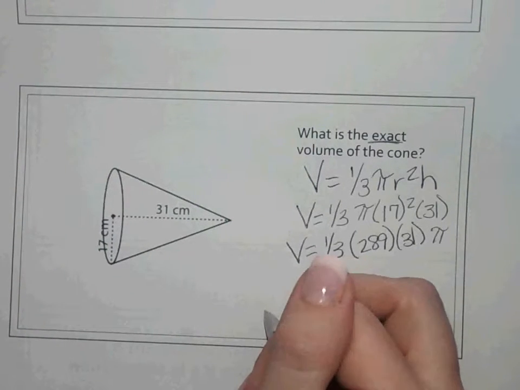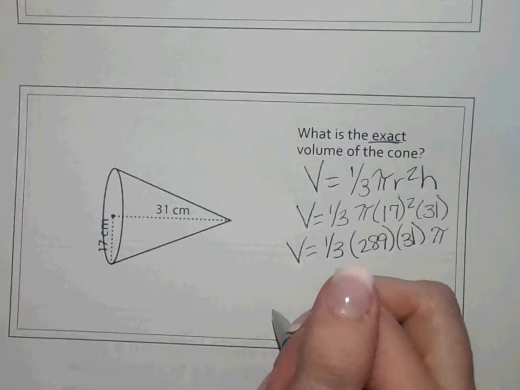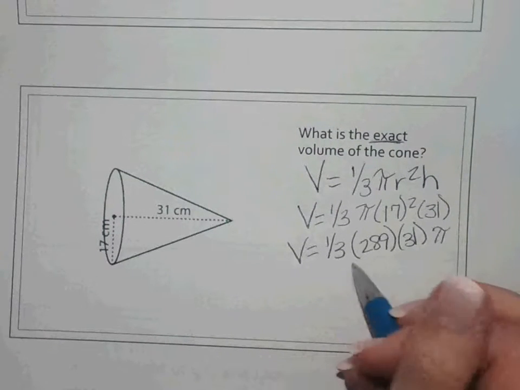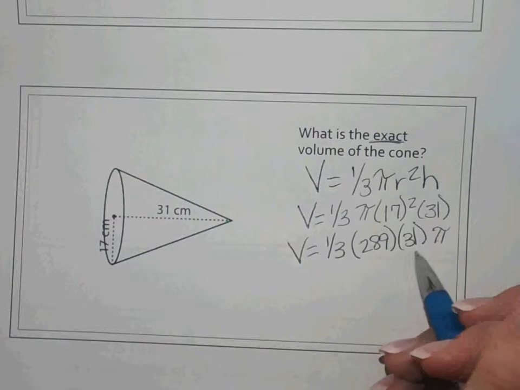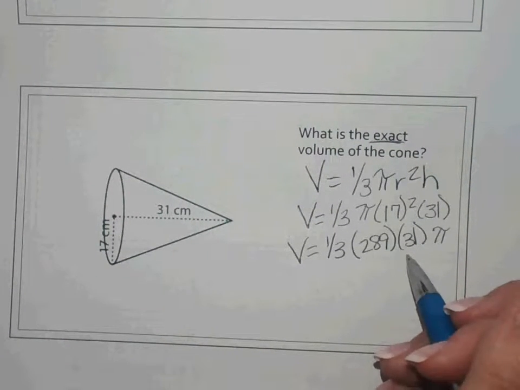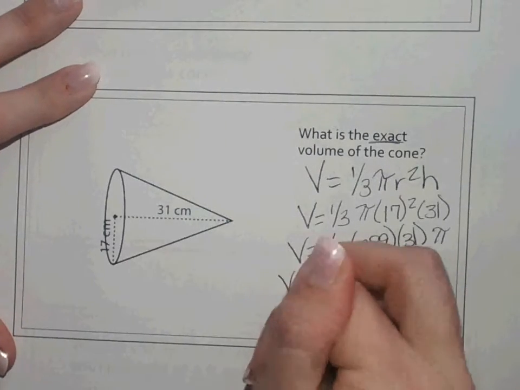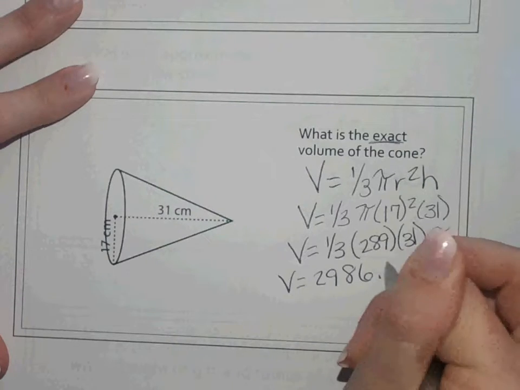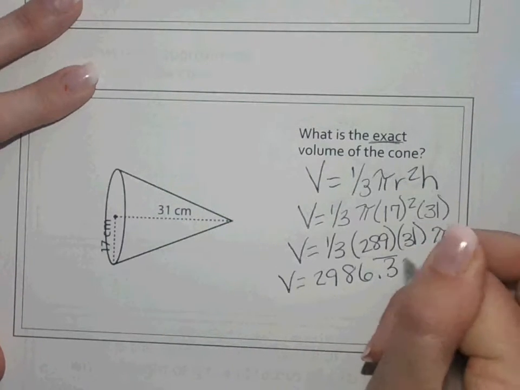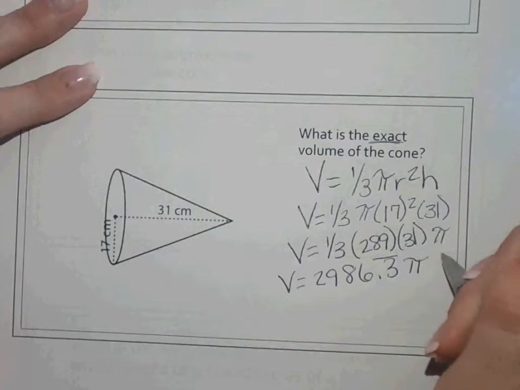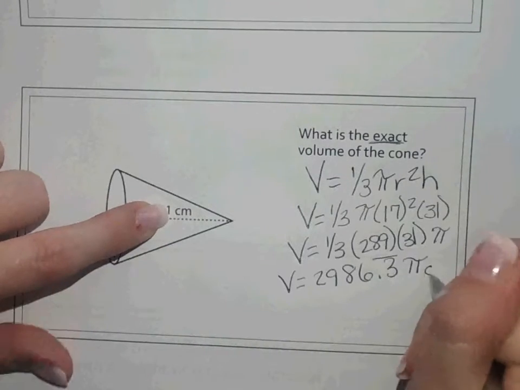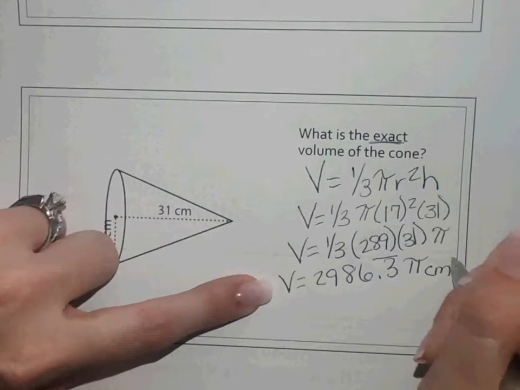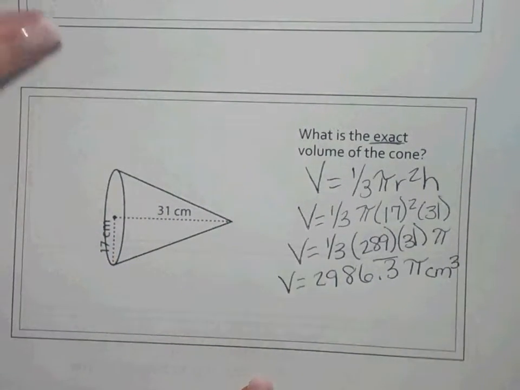Okay, so I'm going to multiply 1/3 times 289 times 31, and I get 2,986.3 repeating, and that pi sign just comes down. But I also need my units. Centimeters, and volume is always cubed.